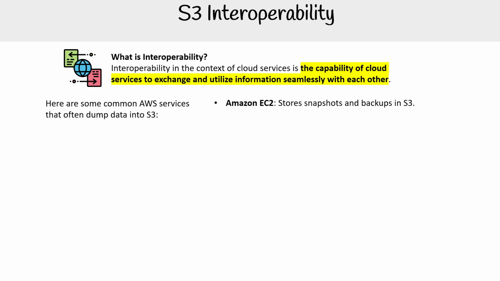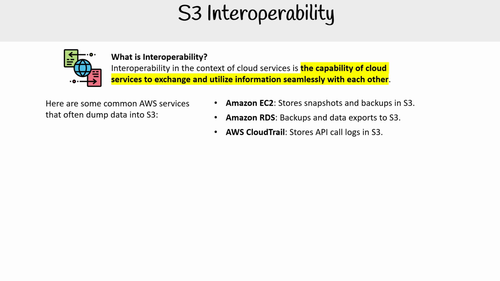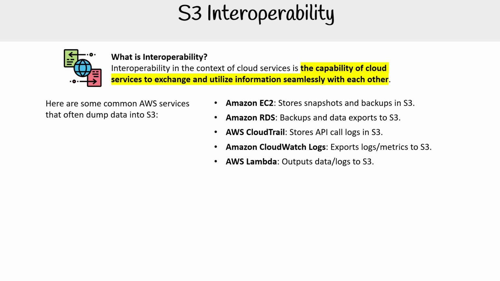The first is EC2, so it stores snapshots and backups in S3. RDS stores backups and data exports to S3. CloudTrail stores API call logs in S3. CloudWatch Logs exports logs and metrics to S3. AWS Lambda outputs data and logs to S3. AWS Glue stores its ETL results in S3.